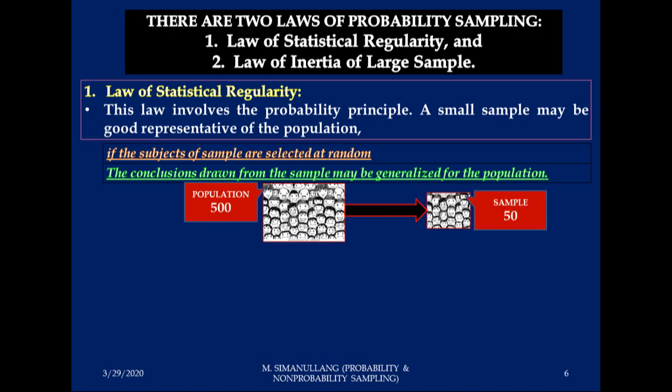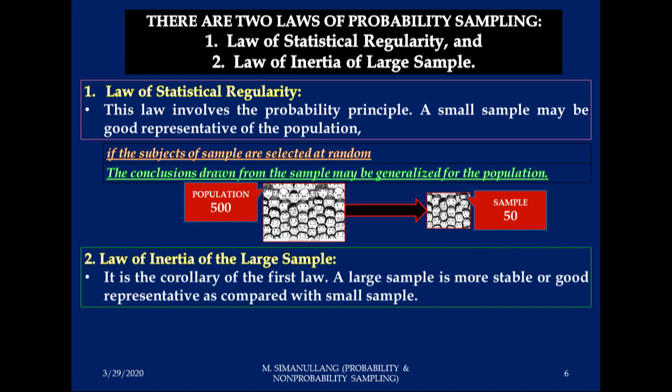Here is an example. The number of a population is 500, while the sample chosen is 50. The way the 50 people are taken must be by randomization. If it is done, then the 50 may represent the 500, or the sample may represent the population if the way the sample is chosen is done by randomization.